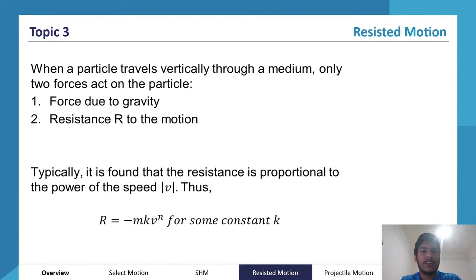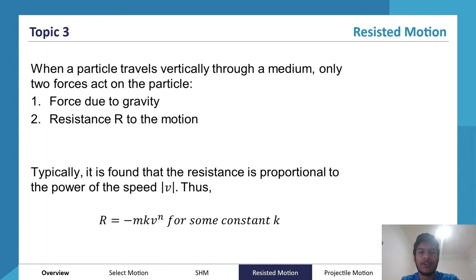When a particle travels vertically through a medium, only two forces act on the particle: the force due to gravity and the resistance to motion. Typically, it is found that the resistance is proportional to a power of speed, v, thus the resistance equals minus mkv^n for some constants. Sometimes it's not mass dependent, so you won't see an m in there, but most resistance, air resistance in particular, is proportional to the square of the velocity, but it's some power of n. Sometimes it's 1, sometimes it's 2 usually. Sometimes 3, very rarely though.